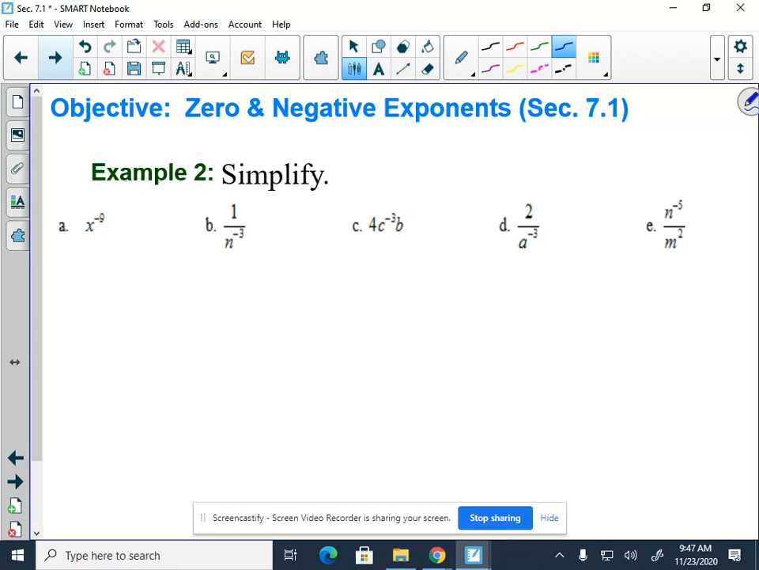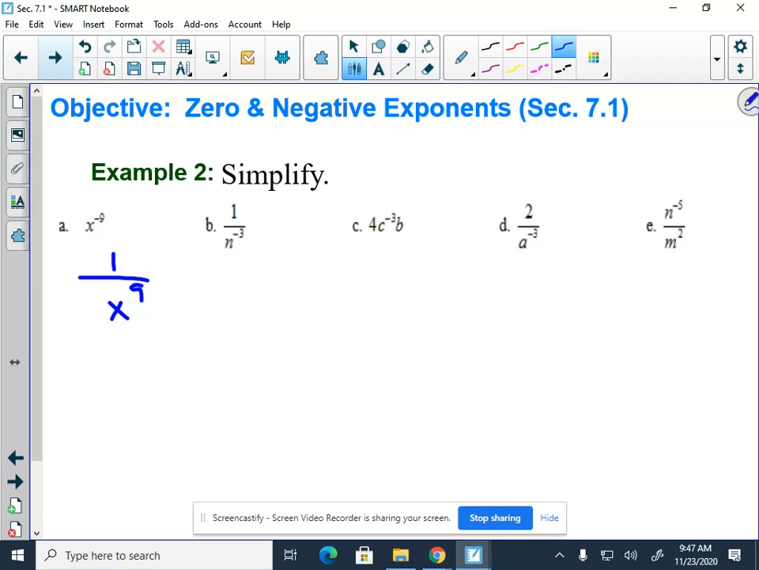All right, this first one. We move the x to the bottom, it becomes a positive 9. The negative exponent, we don't leave it with negatives. We move it to the bottom, it becomes positive.